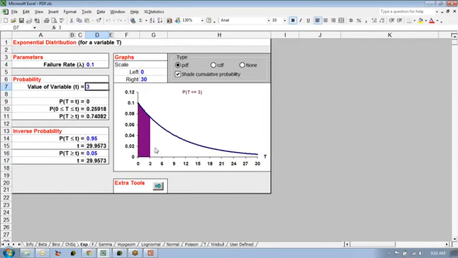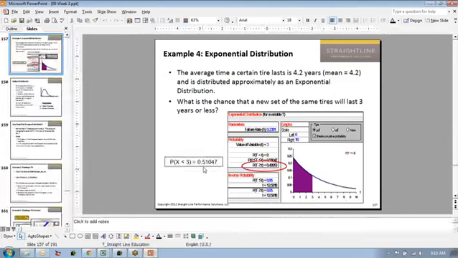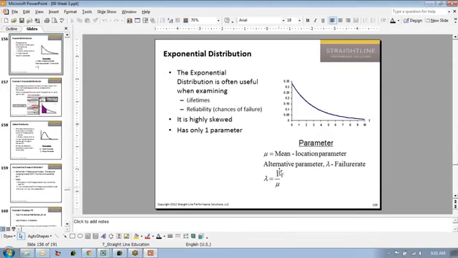Let's shade that cumulative. There's my 3. The problem is getting the right distribution. So it said a mean time to failure of 4.2 is there. But what's the failure rate? Well, the failure rate turns out to be 1 over the mean, as I've given here in this formula right here. The failure rate is 1 over the mean.